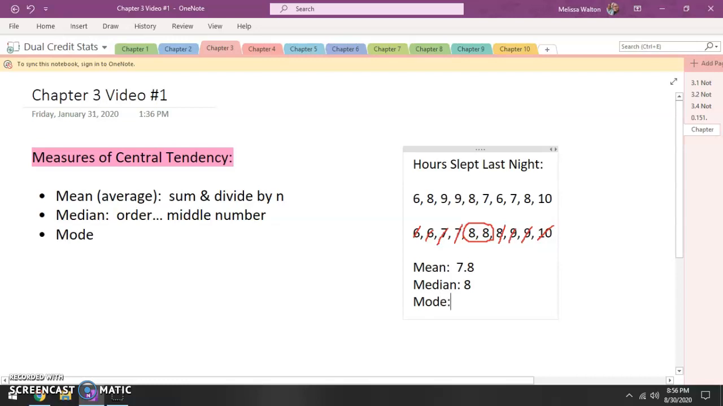And finally, mode, most common. What is the most common number that we could have in this data set? Well, our most common here is, it looks like 8 hours of sleep. Our most common is 8 hours of sleep.